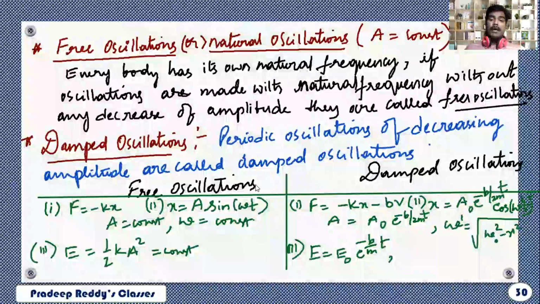In general, all oscillations which take place practically are damped oscillations. But sometimes, while dealing with damped oscillations, in order to maintain their amplitude constant, we can give an additional force such that the amplitude may remain constant. Such oscillations are called forced oscillations.